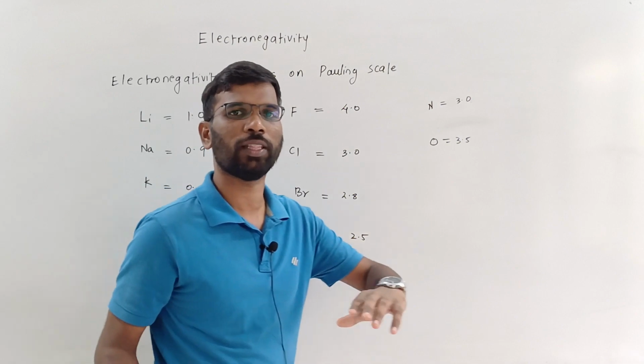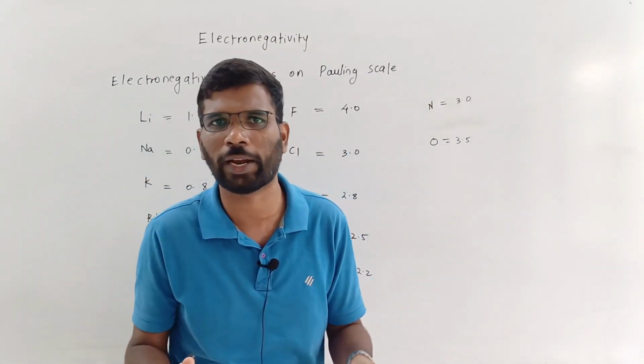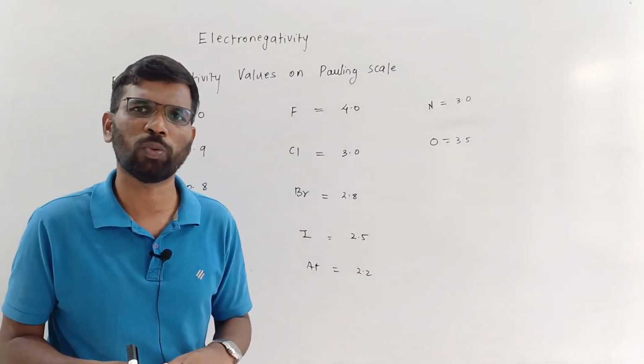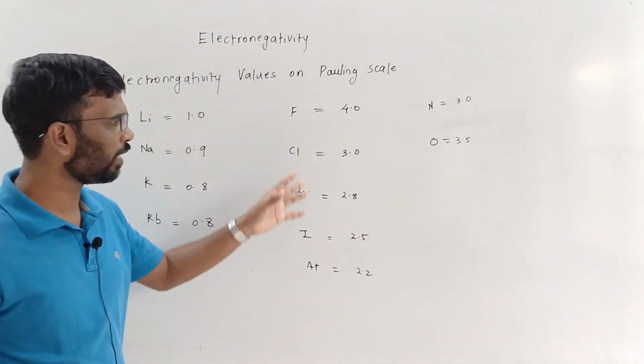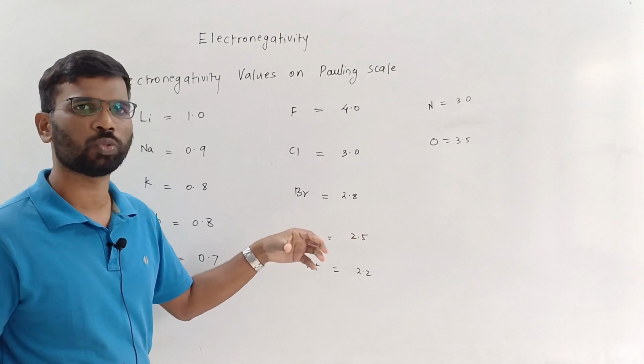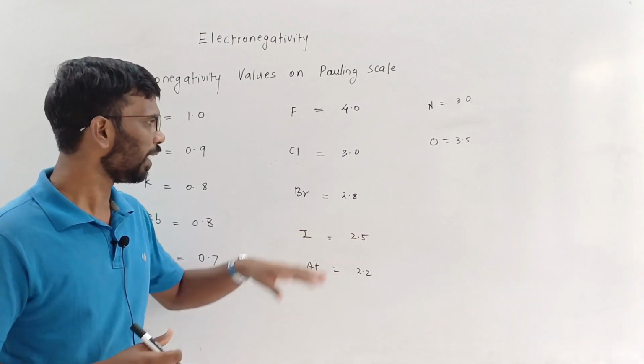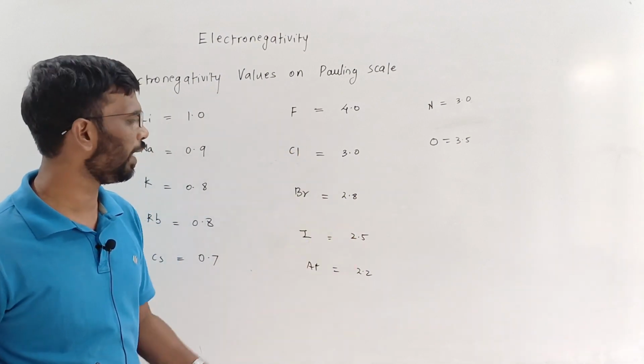This means the elements in group 1 and group 2 are not electronegative. They will not have the tendency to attract the electrons. It is because of their bigger size. The elements with a smaller size have the nucleus very close to the electrons, and that's why they tend to pull the electrons, right?